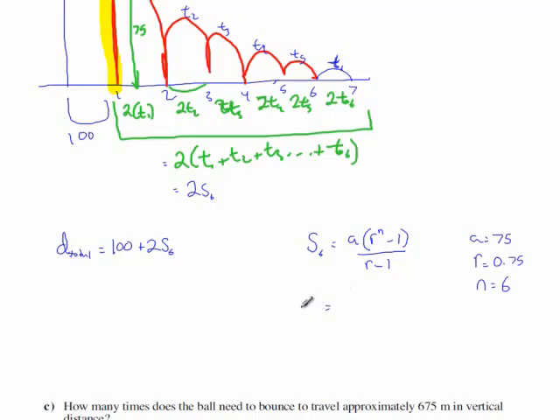So when you plug that in, you get S6 equals 75 times (0.75 to the 6th minus 1) divided by (0.75 minus 1). If you're doing this in your calculator in one step, don't forget to put brackets around the numerator, otherwise you'll get a wrong answer. So when you do that, you get 246.6 something something something meters.